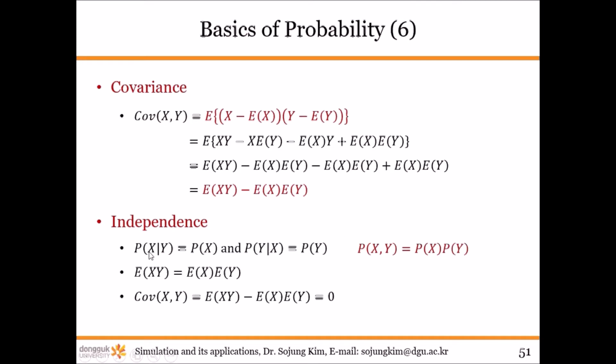Also, the conditional probability between two variables will have this kind of relationship, because the joint probability will be px times py, right? That's why. Okay.